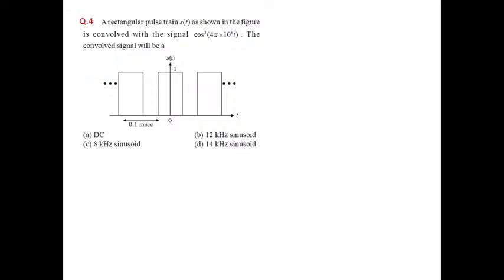Now, coming to the next question. A rectangular pulse train s(t), as shown in the figure, is convolved with the signal cos square 4 pi into 10 to the power 3 t. So, let us write it like this. Let us suppose that the signal is x(t), and x(t) is equal to cos square 2 pi into 2 into 10 to the power 3 t.